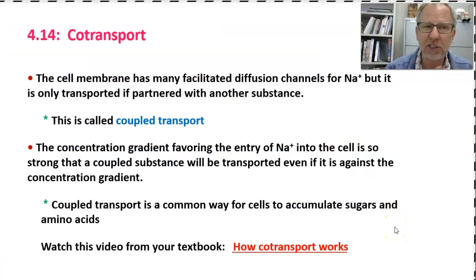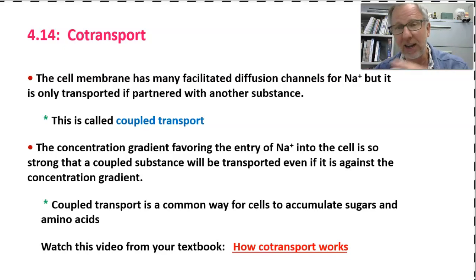Okay, this is still in section 4.14, and this is the topic of co-transport or coupled transport. Same thing. So our cell membranes, plasma membranes, have many facilitated diffusion channels for sodium. But the sodium is only transported from out of the cell to into the cell with another substance, and that is called coupled transport or co-transport.